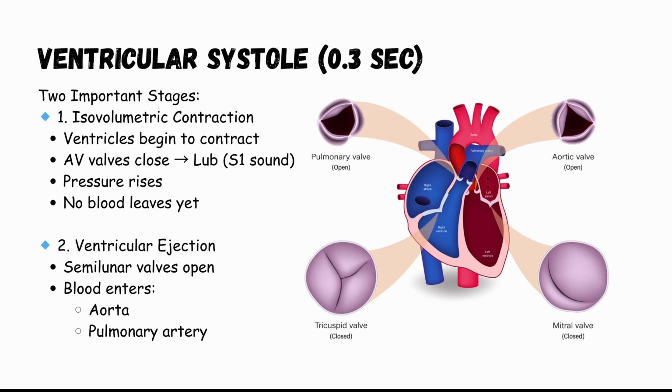Second, ventricular ejection. When ventricular pressure exceeds arterial pressure, the semilunar valves open. Blood is pumped into the aorta and pulmonary artery. This is the main pumping phase of the heart.